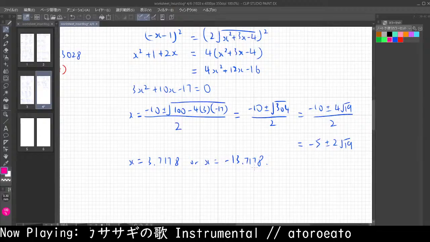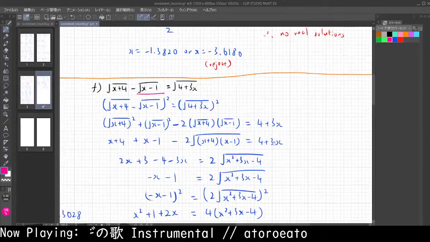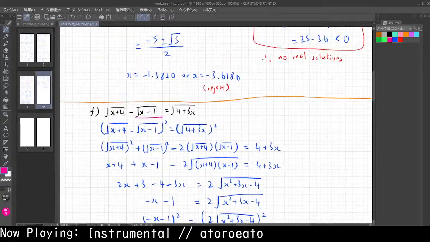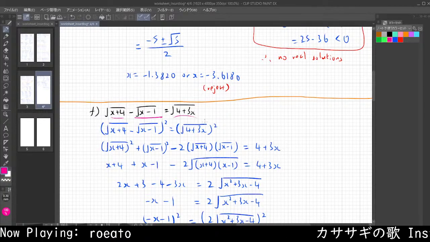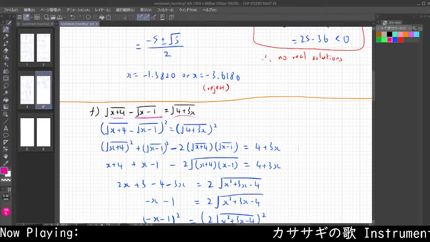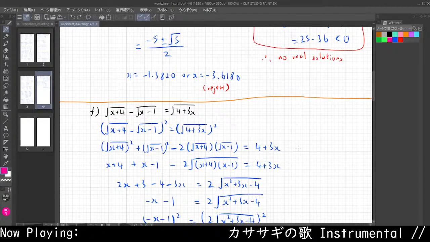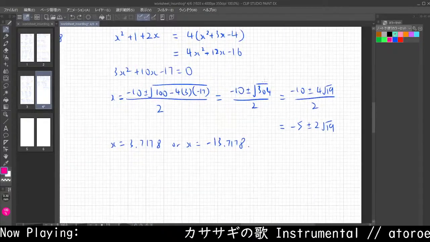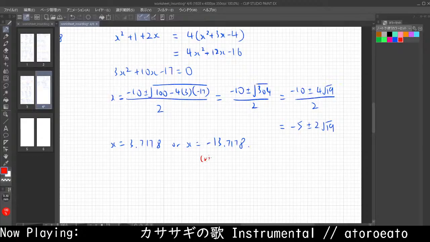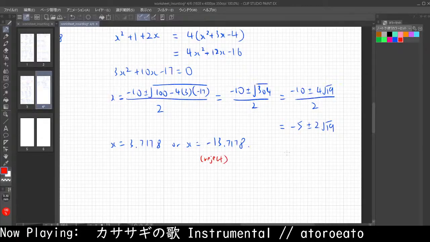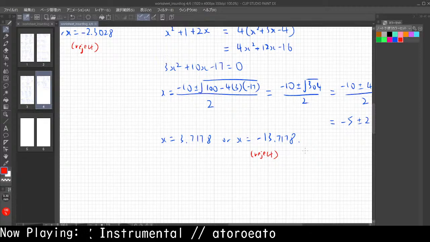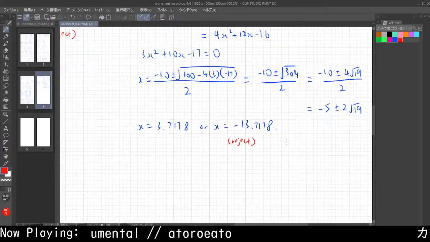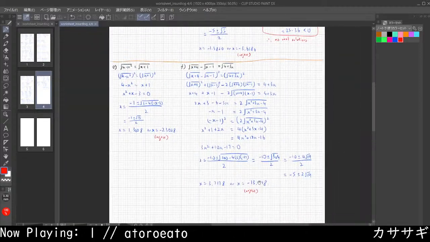But the other answer, negative 13.7178, put inside, you get a negative number. Even if you put it within x plus 4, you also get a negative number anyway, along with this actually. So because of that, not accepted. It is rejected directly because a negative number inside a square root is a no. Okay, done. So question 7, question F.